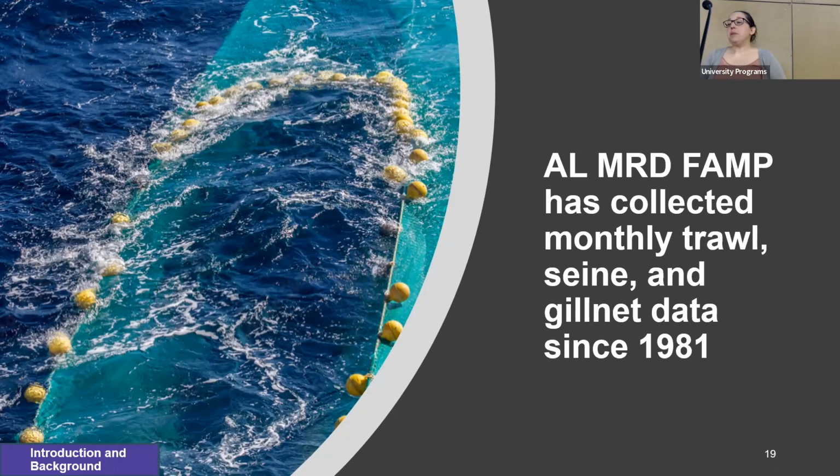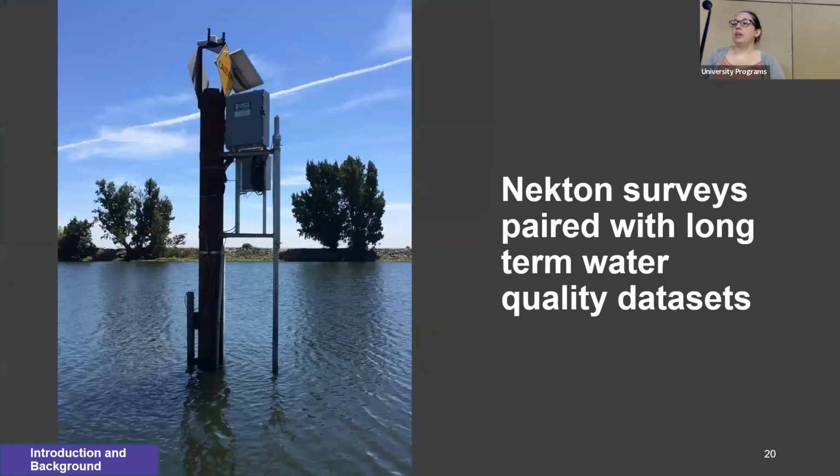So I'm extremely lucky because the Alabama Department of Marine Resources has had the fisheries assessment and monitoring program going on since 1981. This program collects monthly trawl, seine, and gillnet samples throughout coastal Alabama. So these are some really beautiful 40-year-old data sets that I'm going to use throughout my dissertation. And these are going to be paired with long-term environmental data from ARCOS, USGS, and other sources to identify environmental drivers of nekton community structure, as well as key species growth and productivity.